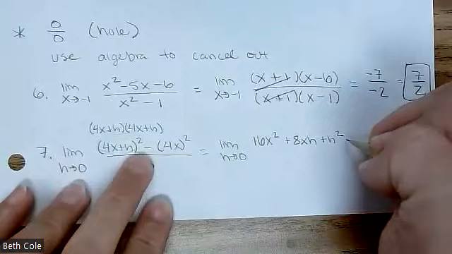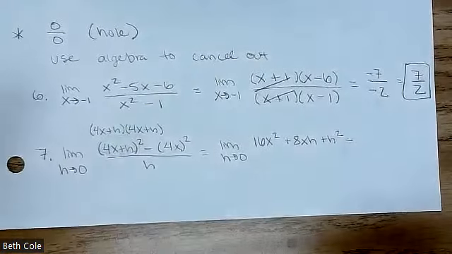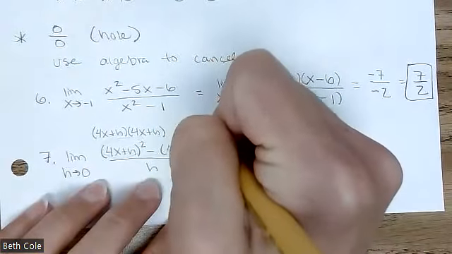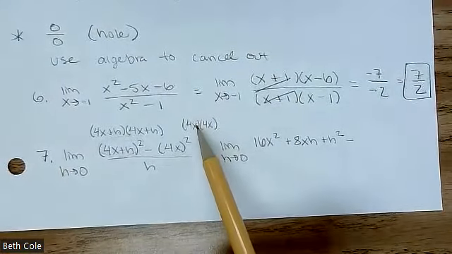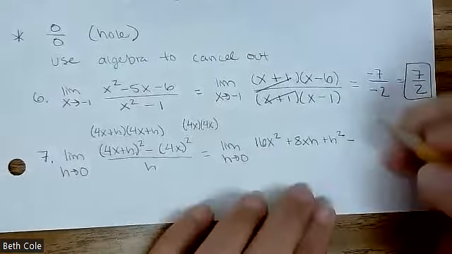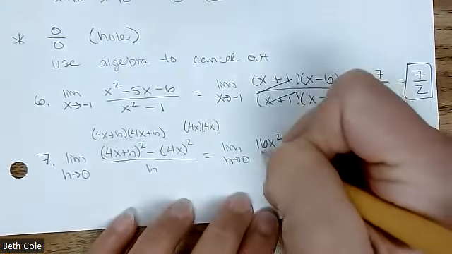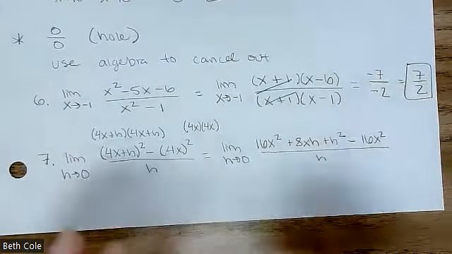All right, minus. Now, I guess you could write it twice if you want to, like the 4x squared means this. I guess if that helps you, you could do that. But 4x times 4x is 16x squared. And then the whole thing is over h.